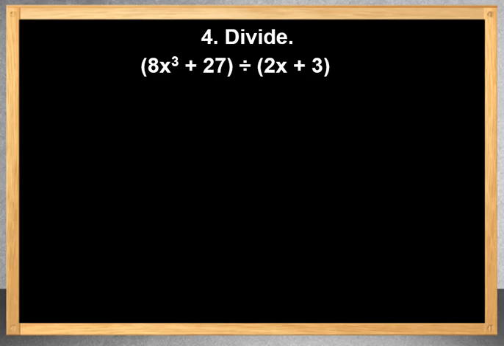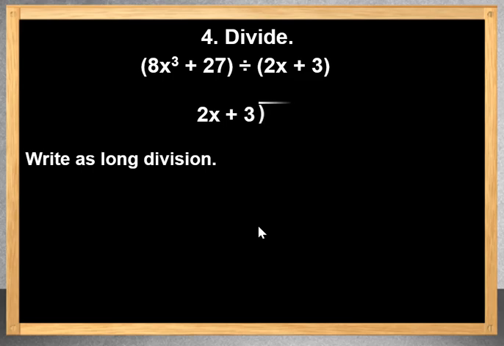Okay, let's go ahead and take a look at two more examples of using long division. So in this example, our dividend, the first term, 8x cubed plus 27, is missing an x squared and an x term. When we divide, we have to have those. So what we're going to do is put zeros in front of each of those that is missing. So we're going to write 2x plus 3 divided into 8x to the third.